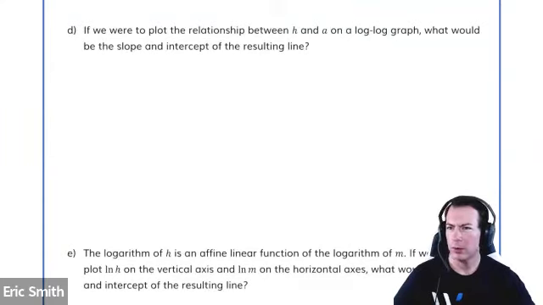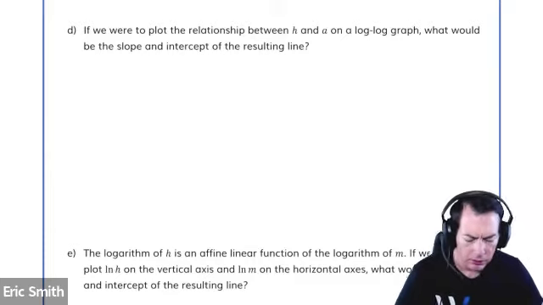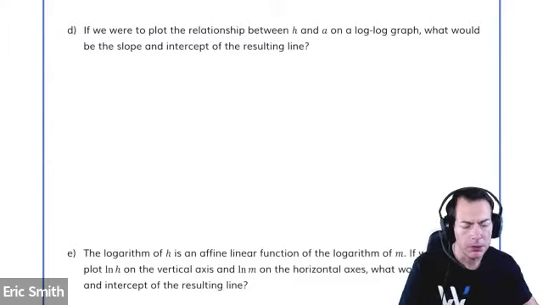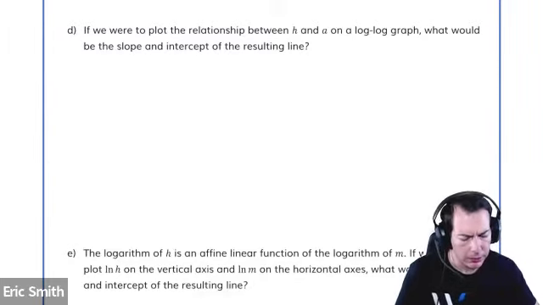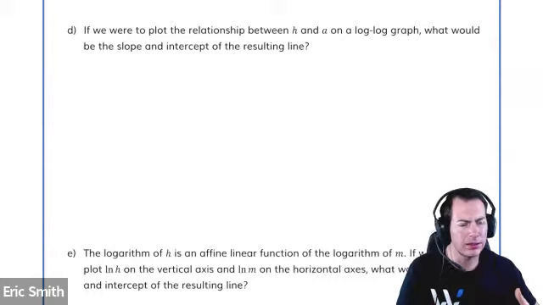All right, let's see what else we can do with this model, other things we want to know. So we played around with just the models themselves and seeing the relationships between input and output. But if we were to plot the relationship between h and a on a log-log graph, then what exactly would be the slope and the intercept of that brand new line that gets created?